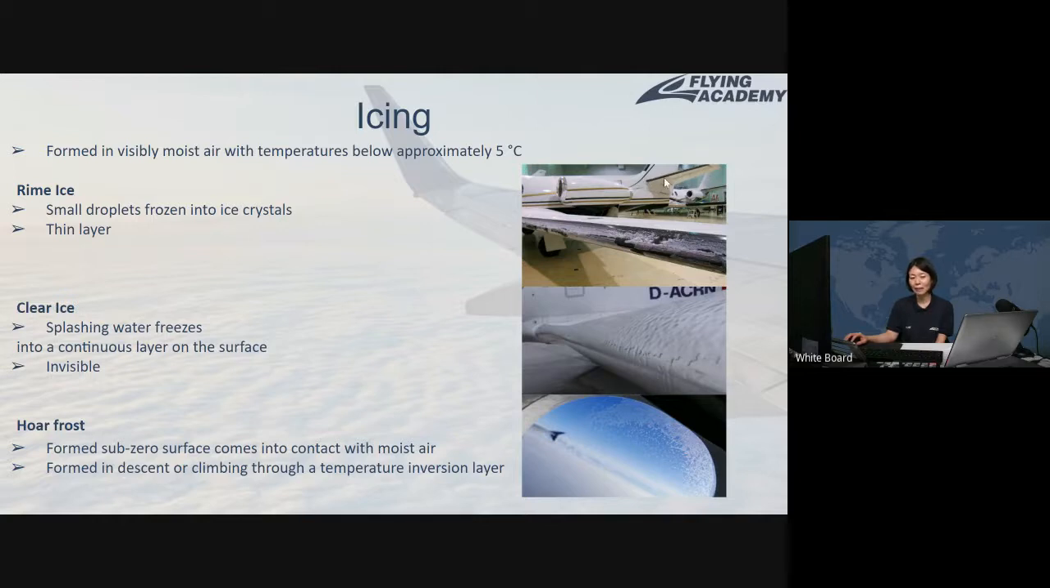Let's talk about the clear ice first, because clear ice is the one which is very dangerous for us as well. Clear ice can still happen when the aircraft is flying in the cloud. It doesn't need to be in precipitation. When it flies in the cloud, it has moisture inside as well.